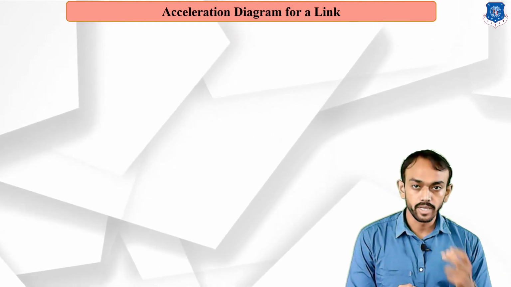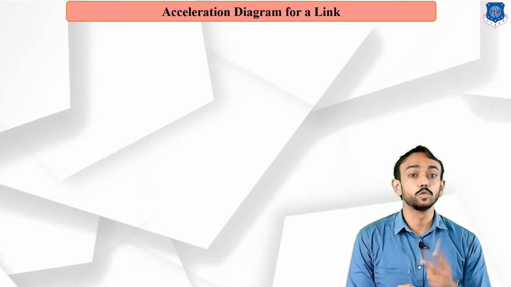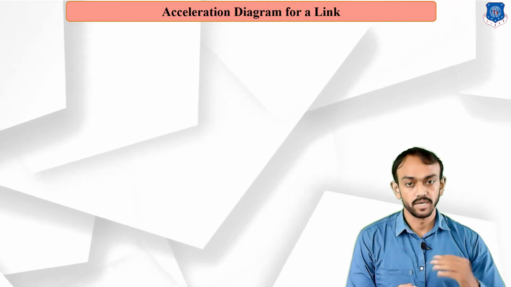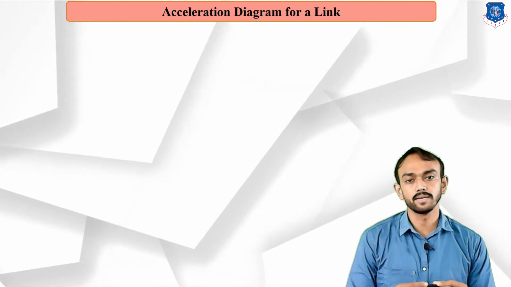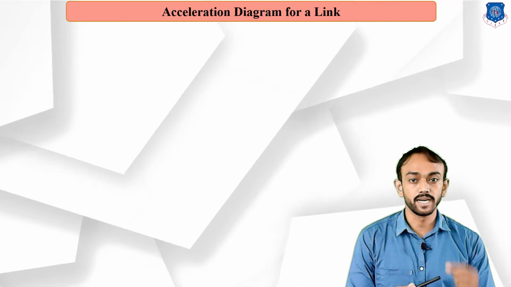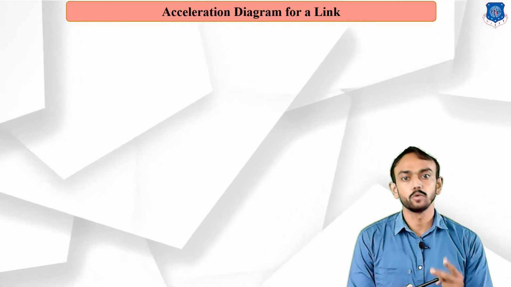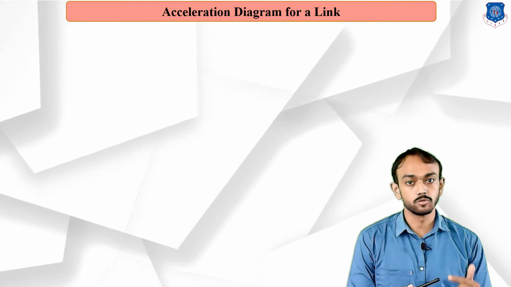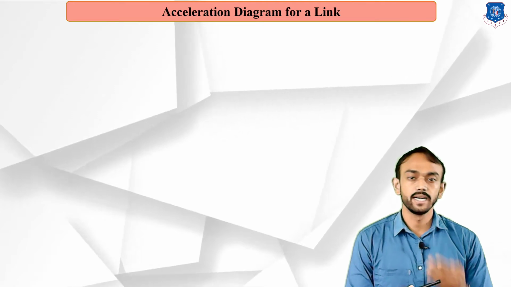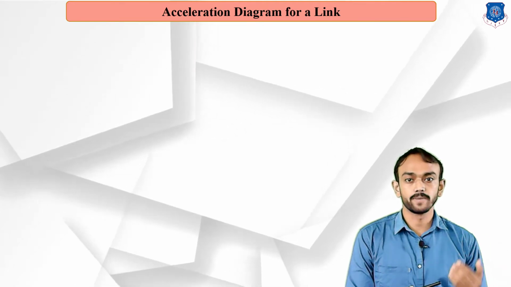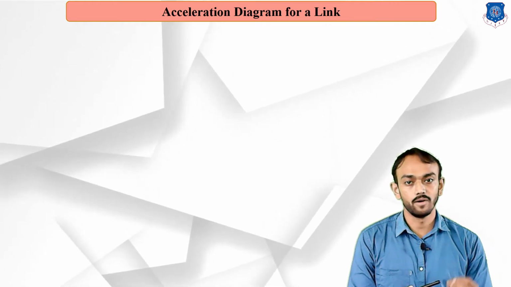So during the analysis of acceleration in any mechanism, there will be two components: first is a radial component and second is a tangential component. Why are there two components? Because acceleration is the rate of change of velocity with respect to time, but velocity has two components, magnitude and direction. So the rate of change of magnitude with respect to time and the rate of change of direction with respect to time, and that's why we have to consider both components of acceleration.